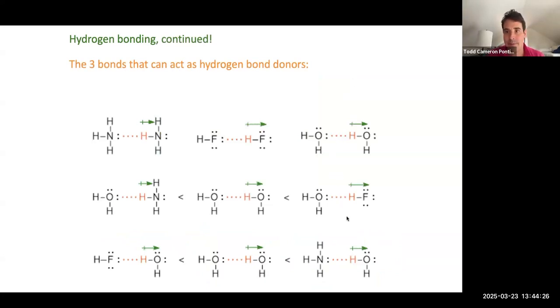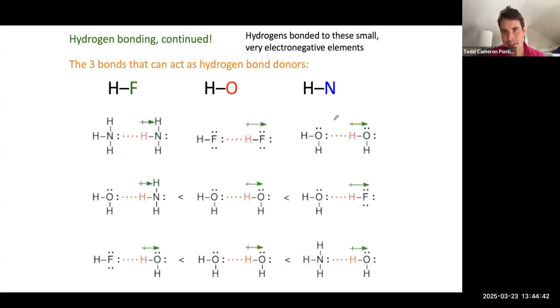There are three types of bonds that can act as hydrogen bond donors. They are HF, HO, and HN. The hydrogen needs to be directly bonded to the fluorine, oxygen, or nitrogen for this to be in play. And the commonality here is that they are all small, very electronegative elements. So it allows both for a polar bond, but also, because they're smaller, it allows them to get closer to other HFs, HOs, or HNs. I like to think of it as hydrogen bonding is fun.